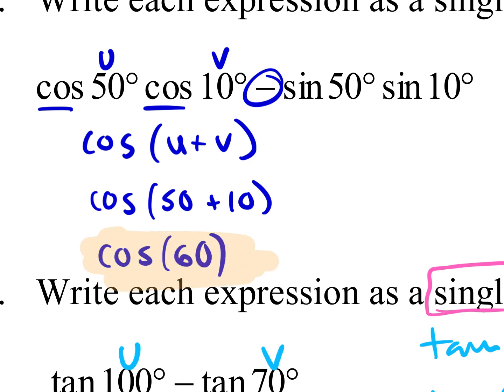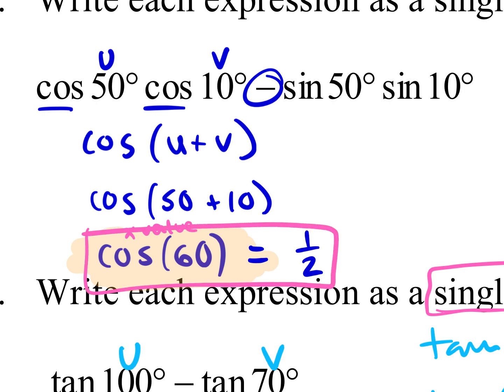Now this is part of your answer. You need this. You need to see that you know that it's cosine of 60, but we also need to figure out what the cosine of 60 is. We have to evaluate it. What is the cosine of 60? 1/2, perfect. So we're looking at the x value at 60, which would be 1/2 on our unit circle. So this would be our answer.